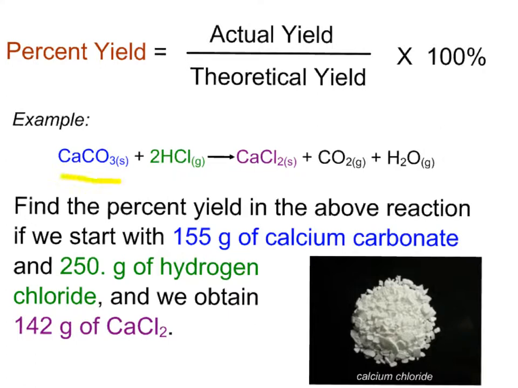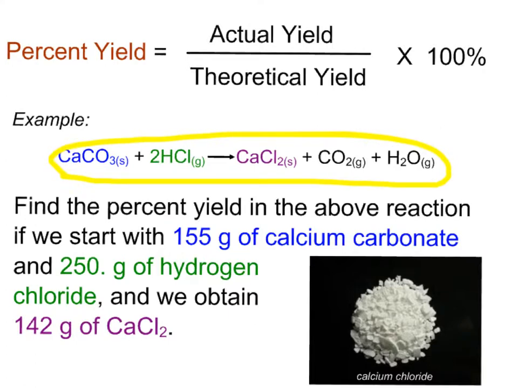So in order to calculate one of these, I've listed an example. Here I have a balanced equation for us, and the problem states that if we know we have 155 grams of calcium carbonate and 250 grams of hydrogen chloride, and we obtain 142 grams of this product here, calcium chloride, what is the percent yield? So we know the amount we start with, and we know the amount we end with, and we need to be able to say how close this was to the theoretical yield in our percent yield calculation. So let's start that calculation.